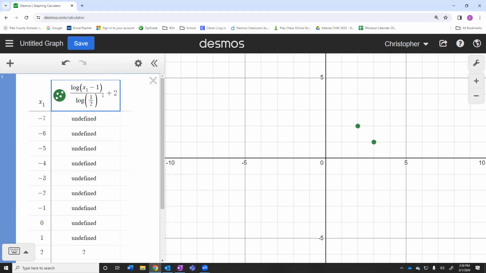What if I put the +2 in the top? Not the same. What if I put the +2 in the bottom? Not the same. What if I put +2 on the top and the bottom? Not the same.